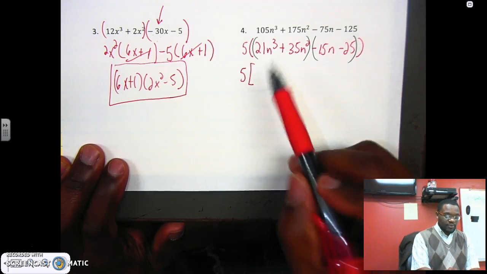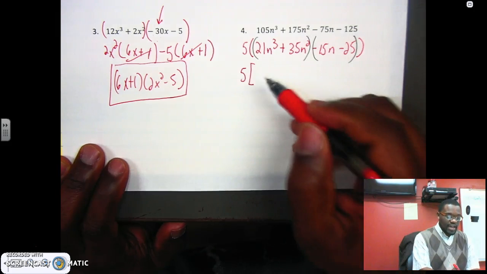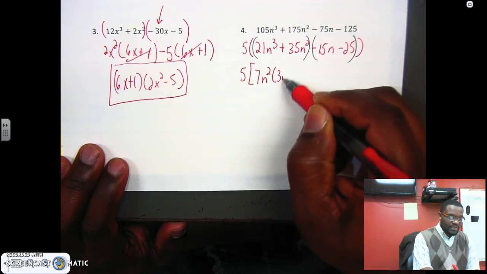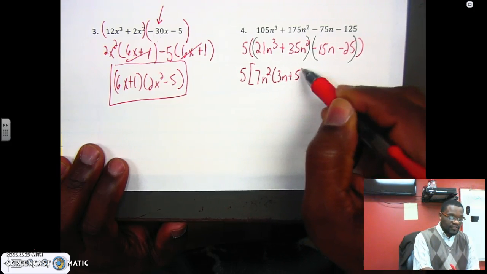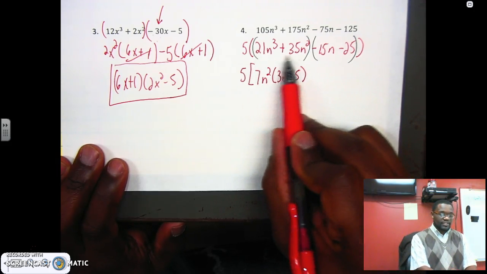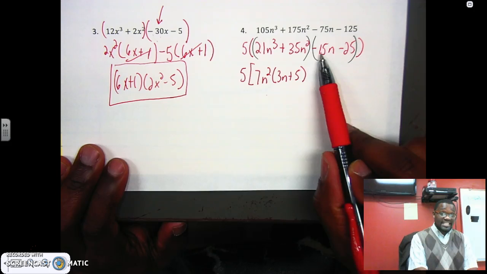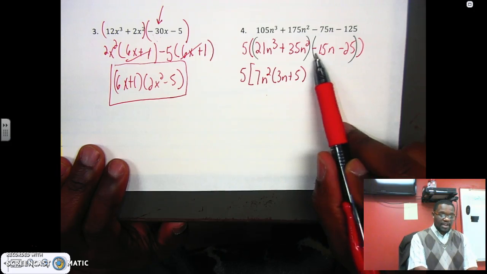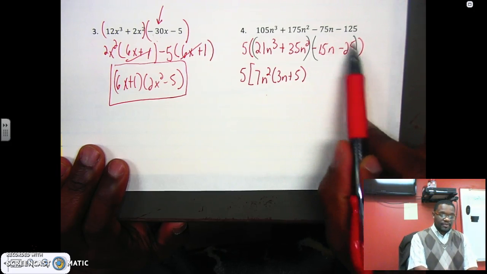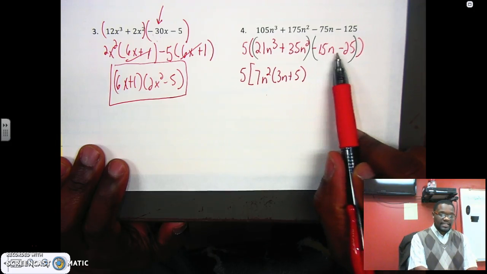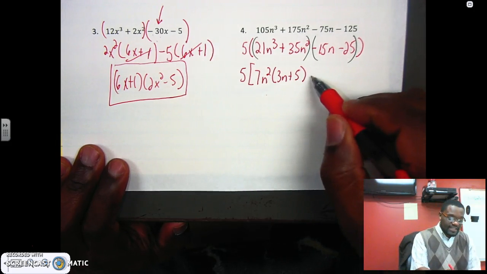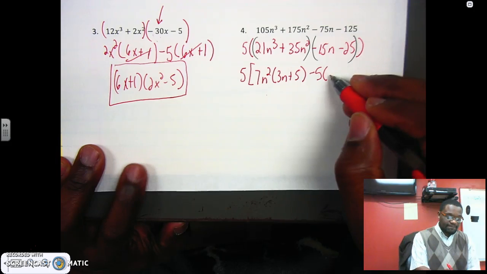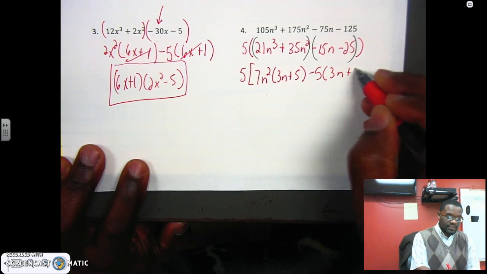Okay? So as I look at 21n cubed and 35n squared, I notice that I can take out a 7n squared from both of those. That's going to leave me with 3n plus 5 whenever I factor out a 7n squared. Over here, again, this one is negative. The third term, or the first one in the second binomial, is negative. So whatever I factor out here should be negative. And so for negative 15n and negative 25, the greatest common factor here is a 5, but I'm going to pull out a negative 5. And so that gives me 3n plus 5.